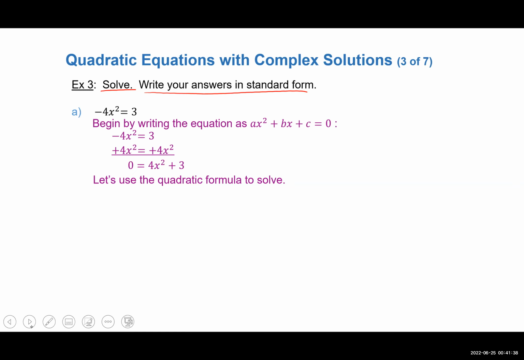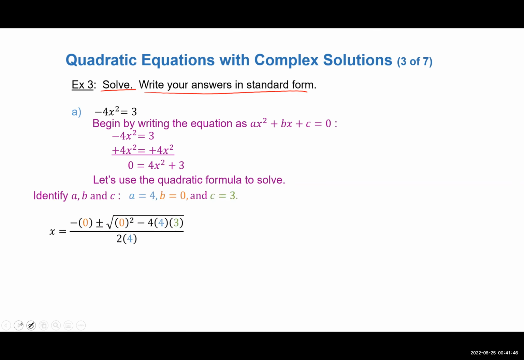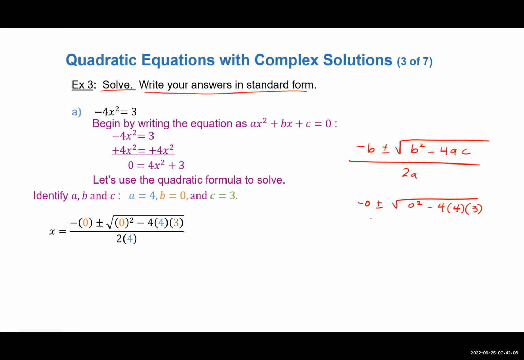Okay. Then we use the quadratic formula. So we say, what is A? What's B and what's C? So A is 4, B is 0, C is 3. We plug them into the quadratic formula, which is -b plus or minus the square root of b squared minus 4ac all over 2a. And so that becomes -0 plus or minus the square root of 0 squared minus 4 times 4 times 3 all over 2 times 4. Okay. So then that becomes 0 plus or minus the square root of -48 over 8.